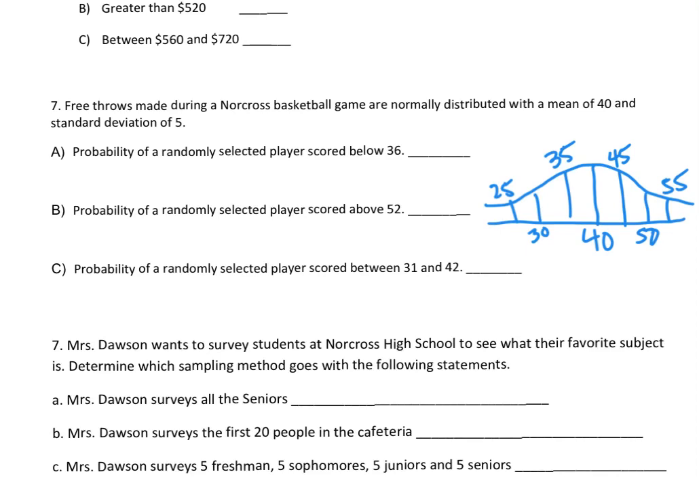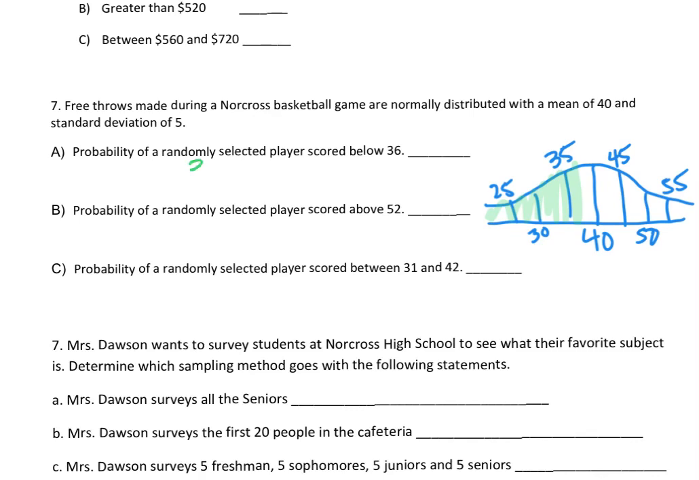Okay, so for A, you're looking for below 36. So 36 is about here and below. Since it's to the left, whatever the z-score gives you is the answer you're going to use, because the z-scores always give you area to the left. So if you're shading area to the left, then you're fine, okay?